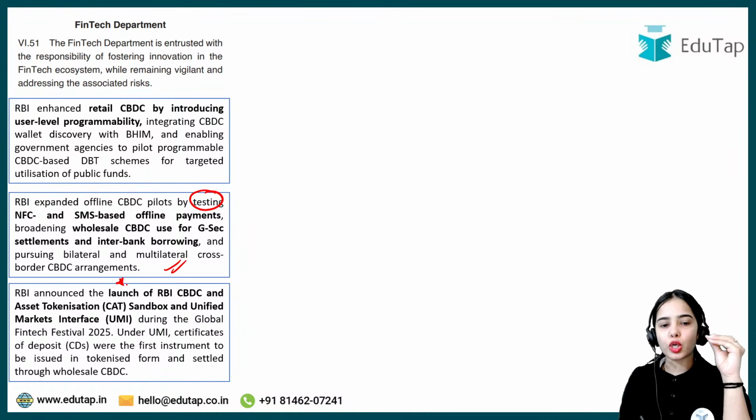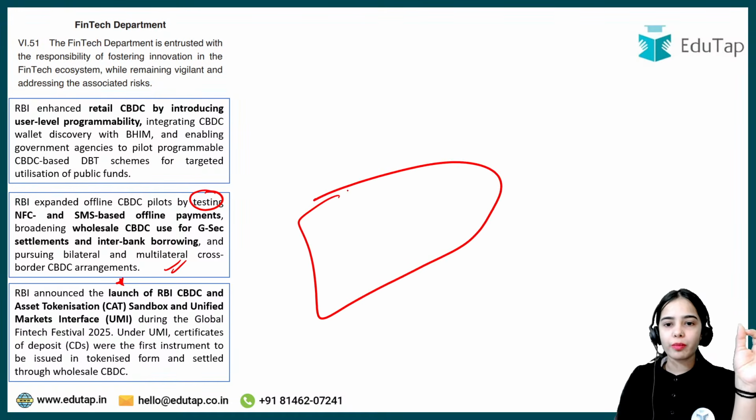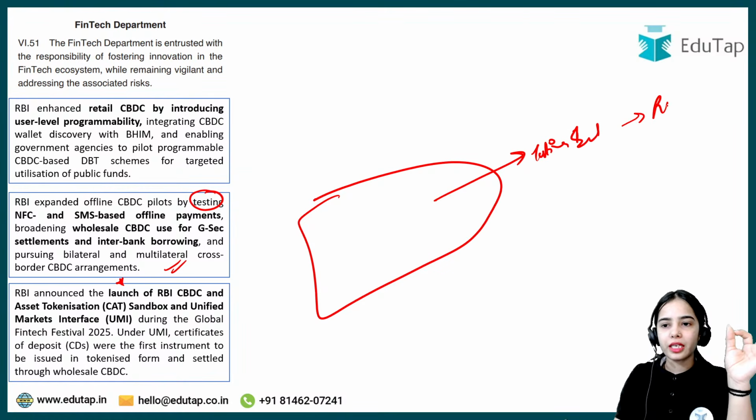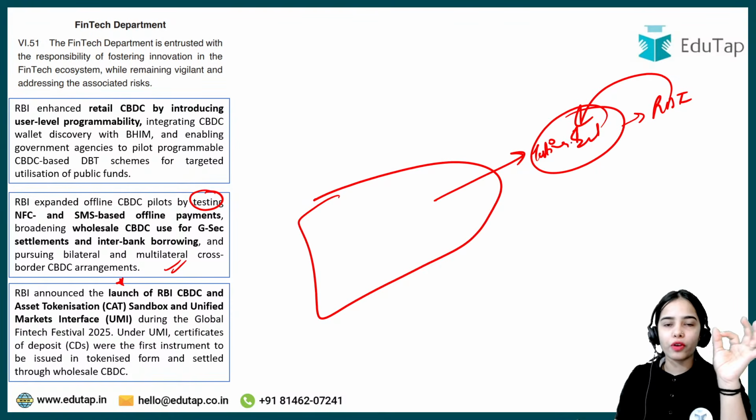The RBI has announced the launch of the RBI CBDC's asset tokenization sandbox. A sandbox is basically a testing environment provided by the RBI under its regulatory framework, where new financial services or financial products can be tested.